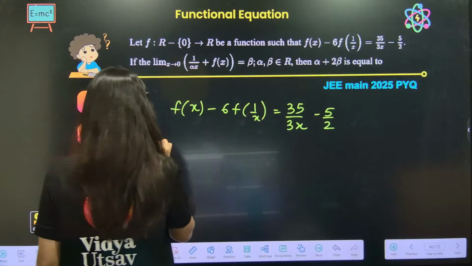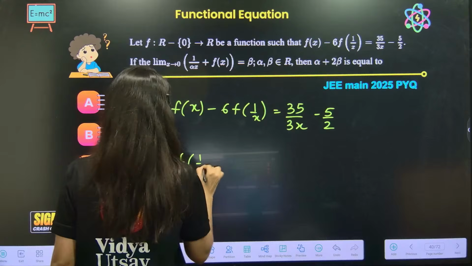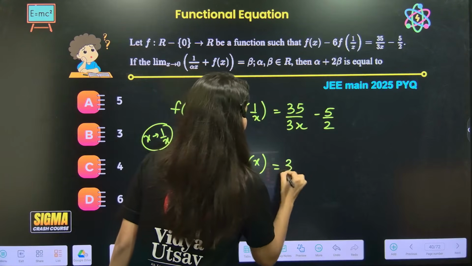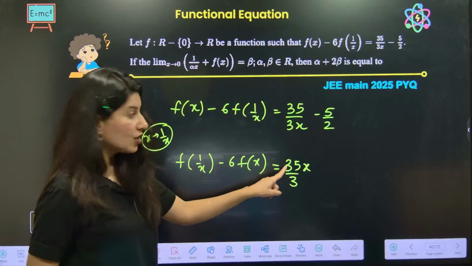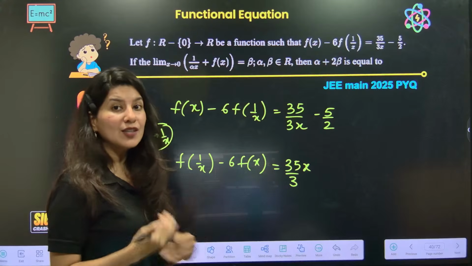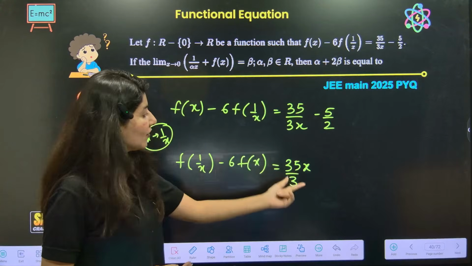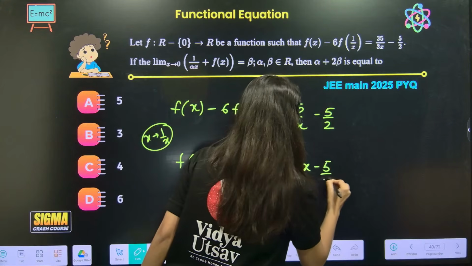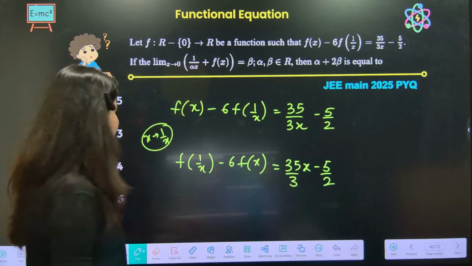Now replace x by 1 by x. What will you get? This is f of 1 by x, this is minus 6 f of x, and this is 35 by 3x. Do not forget to change the right hand side. Sometimes we only do the x to 1 by x thing on the left hand side and forget to change the right hand side, and that gives a major error. Your whole question will be wrong.